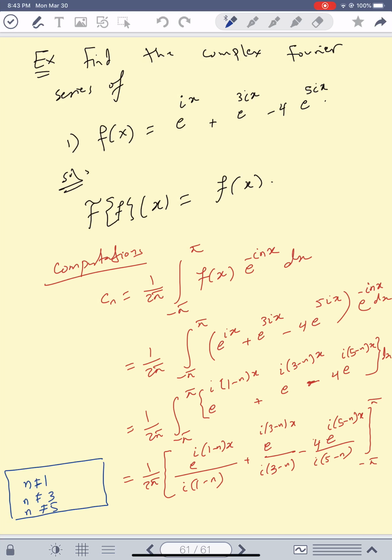But if n is 1, this does not work. So what happens when n is 1? We will see, okay? So this is true only for values different from 1, 3, and 5. Then what is this last thing? So here, this will be exactly 0. Why is it 0? Let's see.